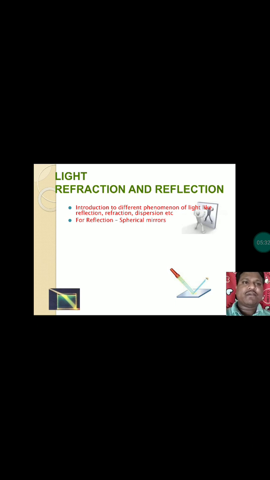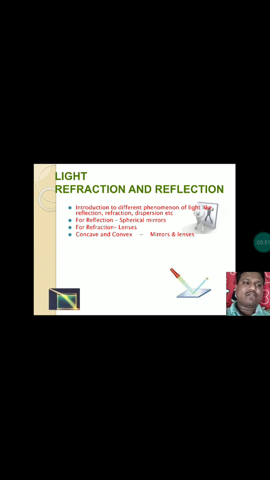In the introductory part we will study the different phenomena like reflection, diffraction, dispersion, scattering, etc. For reflection purposes we are studying spherical mirrors, and for refraction purposes we are studying lenses. Obviously you know concave and convex, both mirrors and lenses. So concave mirror and concave lens.